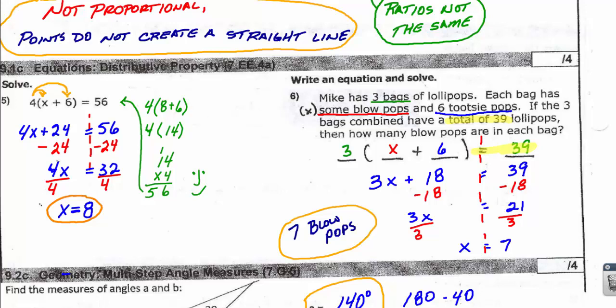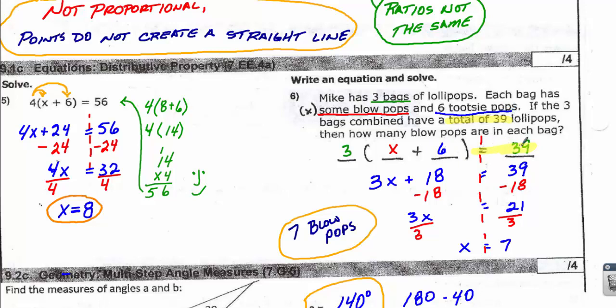Problem number 6. So Mike has 3 bags of lollipops. I do like my lollipops. 3 bags. So the 3 becomes the outside right there. 3 goes outside of our parentheses. Each bag has some Blow Pops. That's the unknown, that's the x. And 6 Tootsie Pops. There are the 6 Tootsie Pops. Combined, they have a total of 39.